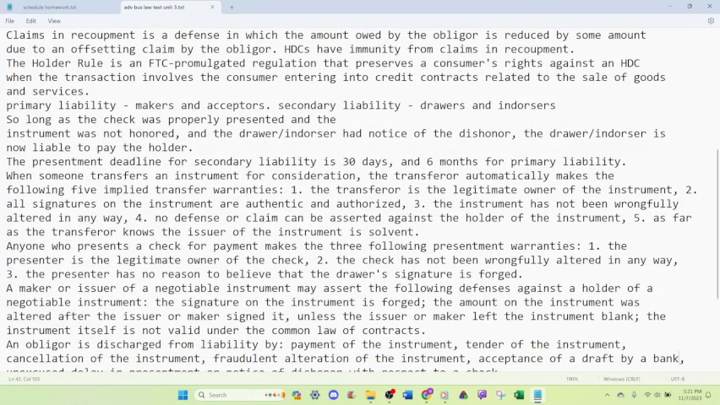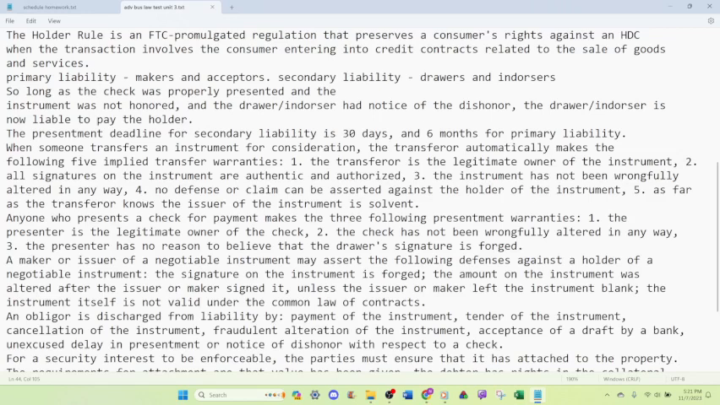Claims in recoupment is a defense in which the amount owed by the obligor is reduced by some amount due to an offsetting claim by the obligor. HDCs have immunity from claims in recoupment.